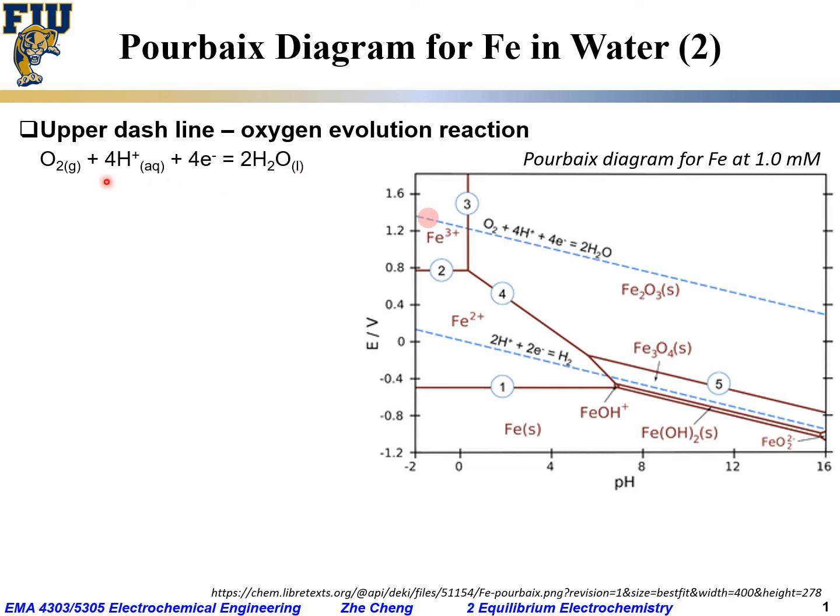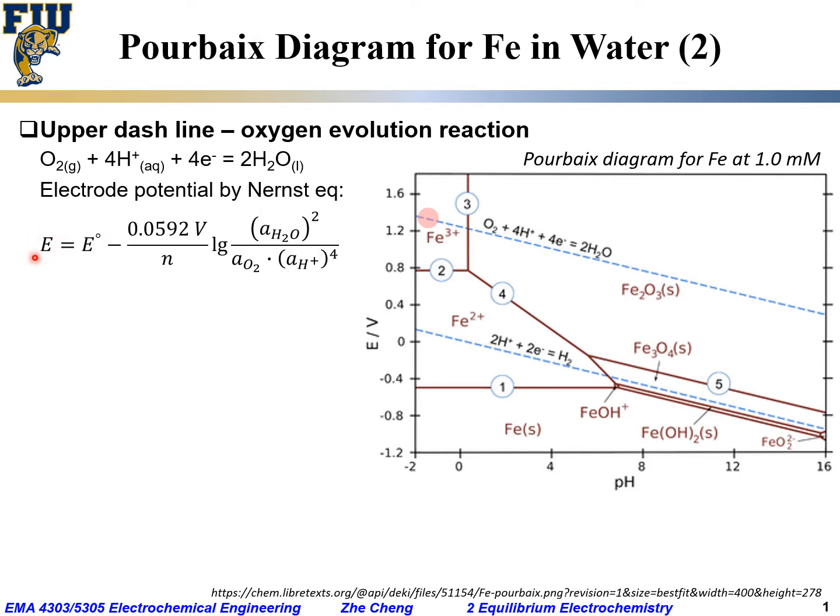This is the electrode half-cell reaction, and the electrode potential by Nernst's equation, similar to before, would be the standard electrode potential minus 0.0592 volt divided by n. Of course, this is still at 25 degrees C, times log of the product, water activity, but because it has a stoichiometric factor of 2, the water activity has to be raised to the power of 2, divided by, in the denominator, oxygen activity a_O2 times proton activity, with a stoichiometric factor of 4, so activity of proton raised to the power of 4.